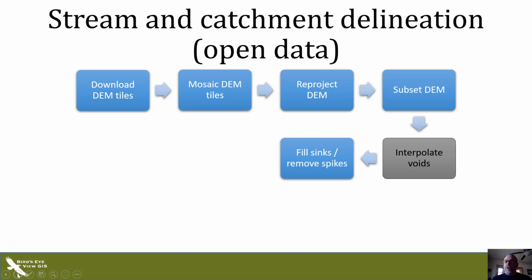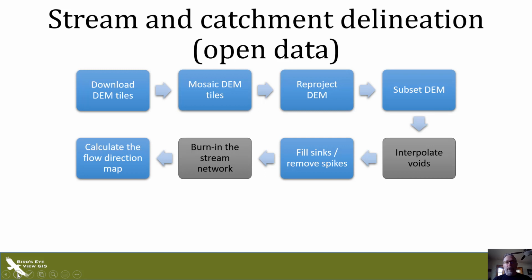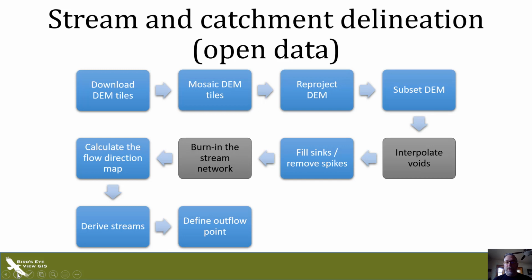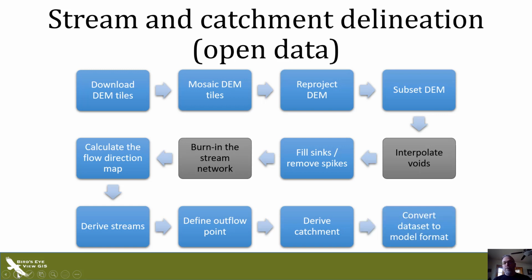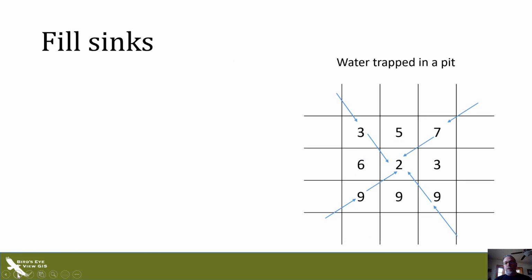But you do learn how to fill sinks in that DEM so that you can calculate a nice flow direction map, derive streams, and define the outflow point. The final piece is deriving a catchment, which is British English for a watershed. So you learn how to derive a watershed and then finally convert the final model outputs to data that you can use.